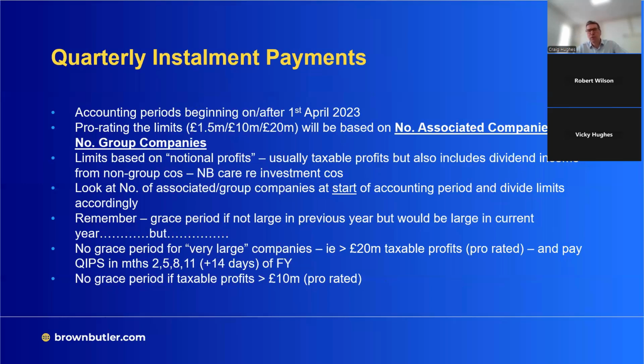And for the purposes of the quarterly installments calculation, you look at the number of associated companies at the start of the accounting period, and then you divide those limits by that number accordingly.